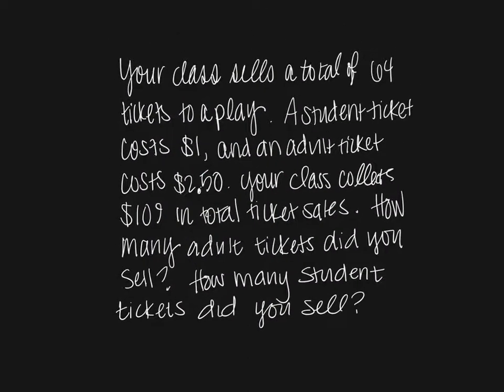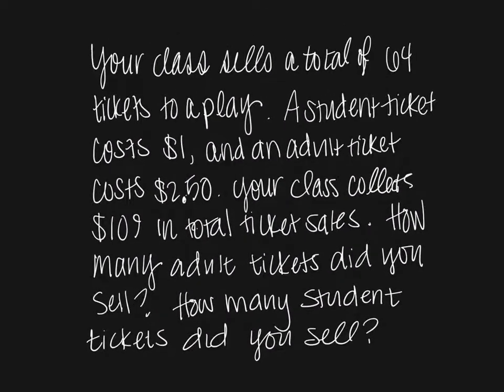All right, on your own now, I would like you to do this one. It's just like the other one. Your class sells a total of 64 tickets to a play. A student ticket costs $1 and an adult ticket costs $2.50. Your class collects $109 in total ticket sales. How many adult tickets did you sell? How many student tickets did you sell? Write your equations, set them up as a system, and see if you can figure out how to solve them using elimination. If you get stuck, take your information and go back and rewind this video to the word problem that I did and work it with me, using your own numbers and variables.